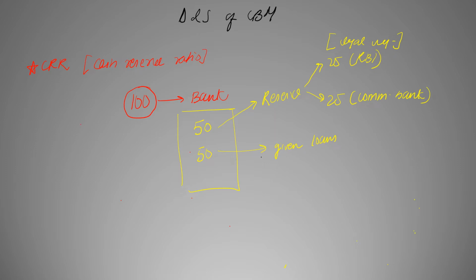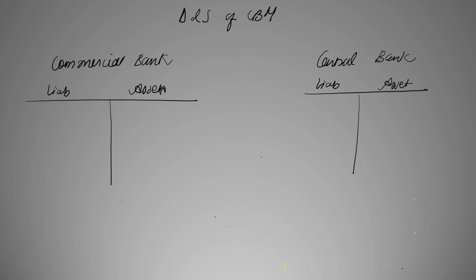So this is what we need to understand here, that a part of the reserve that the commercial bank keeps with the central bank. It was important for us to understand this because now we are going to understand the balance sheet of the central bank and the commercial bank. Now here we have two balance sheets, one for the commercial bank and another for the central bank.